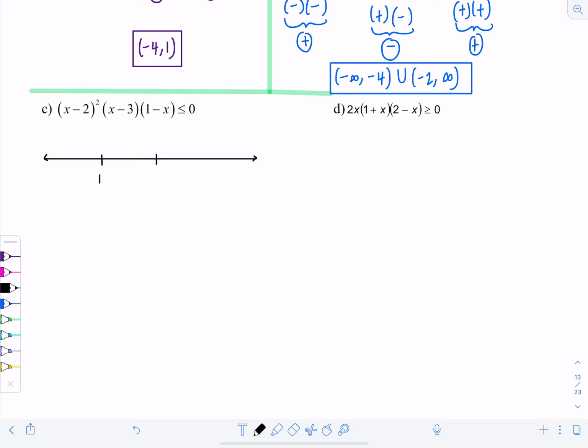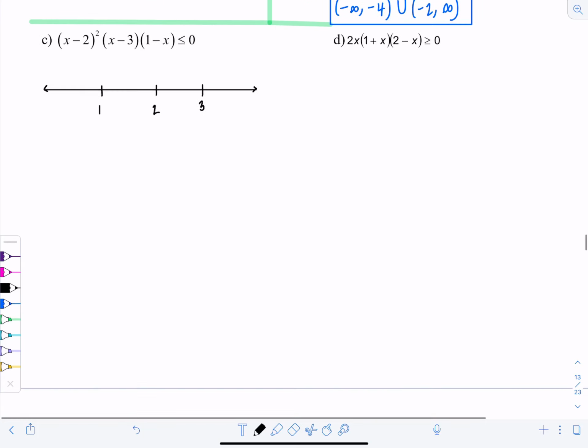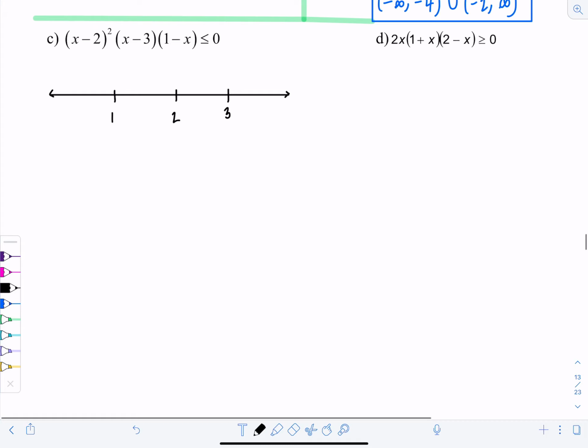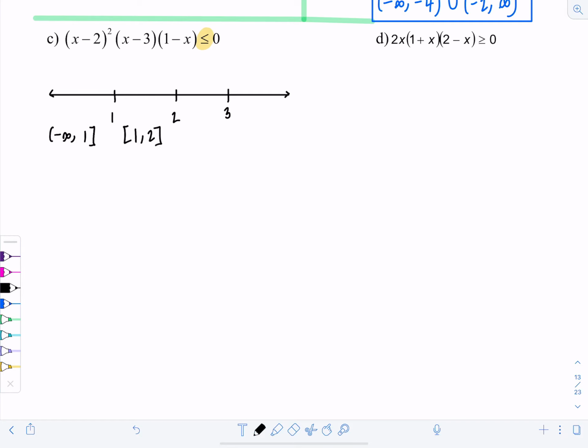So 1, 2, 3. Okay, so the first interval, this is a little different. The first interval is going to go from negative infinity up until positive 1, and this time I'm including it. Why am I including it? Because look at the inequality. This time it's inclusive. It's less than or equal to 0. So I'm going to include the zeros when I list the intervals. Okay, next interval is from positive 1 to positive 2. And then we have positive 2 to positive 3 and positive 3 to infinity.